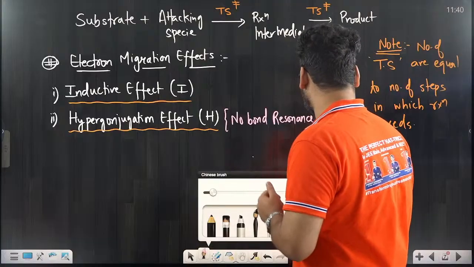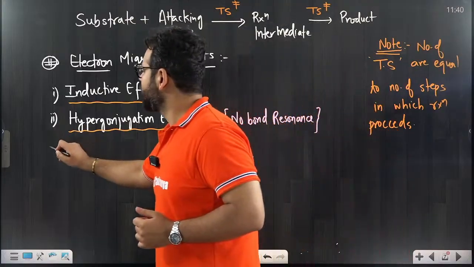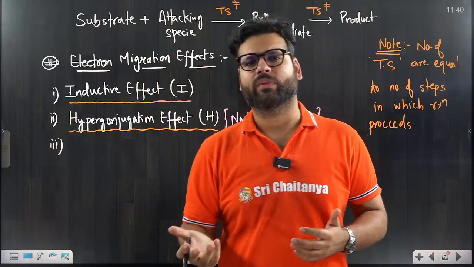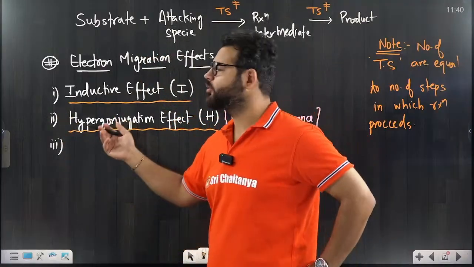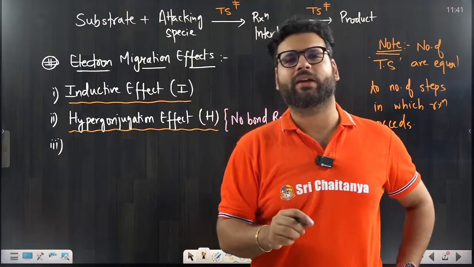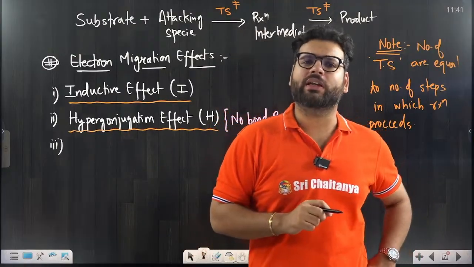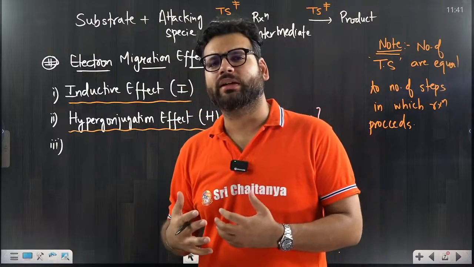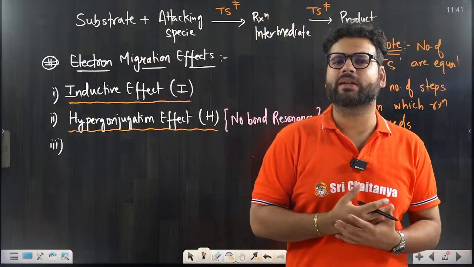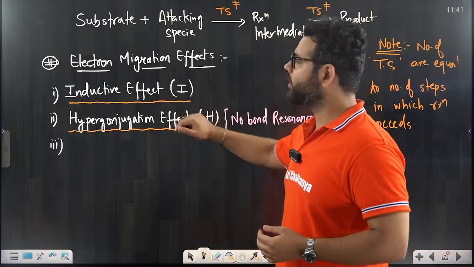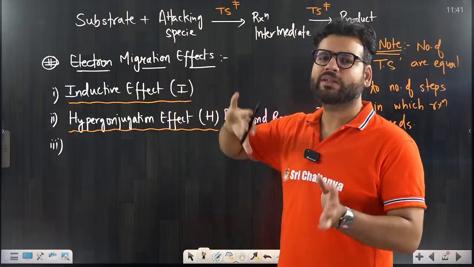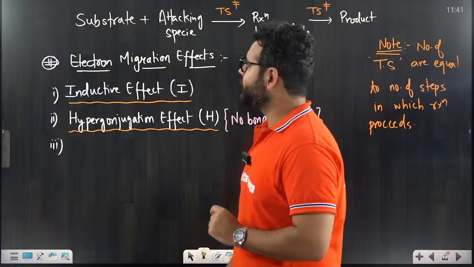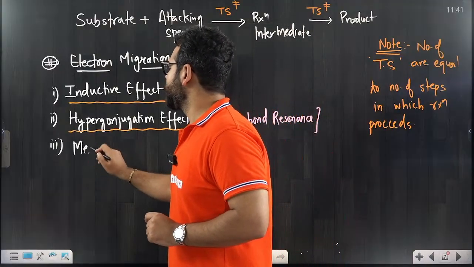It is stronger than inductive effect in terms of its ability to affect a reaction. Hyperconjugation is a more important effect than inductive effect. So whenever you are checking the stability of a carbocation, stability of a carbanion, or the acidic character of an acid, or the basic character of a base, then hyperconjugation is a stronger effect than inductive. You have to first consider hyperconjugation to decide any order. Then an even stronger effect than hyperconjugation is the mesomeric effect.